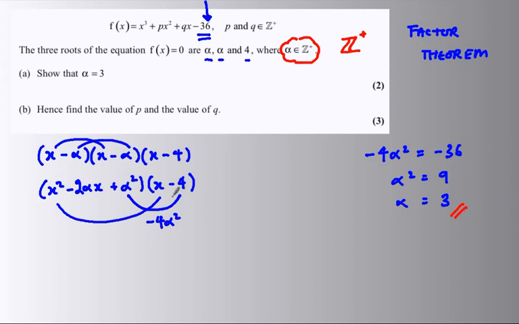How do we get the p and q? Easy. Once we know 3, then we can pretty much put 3 straight in and it should tell us everything we want to know. Let's just slot 3 in here. X squared, 2 3's, minus 6x, plus 3 squared, 9, x minus 4.